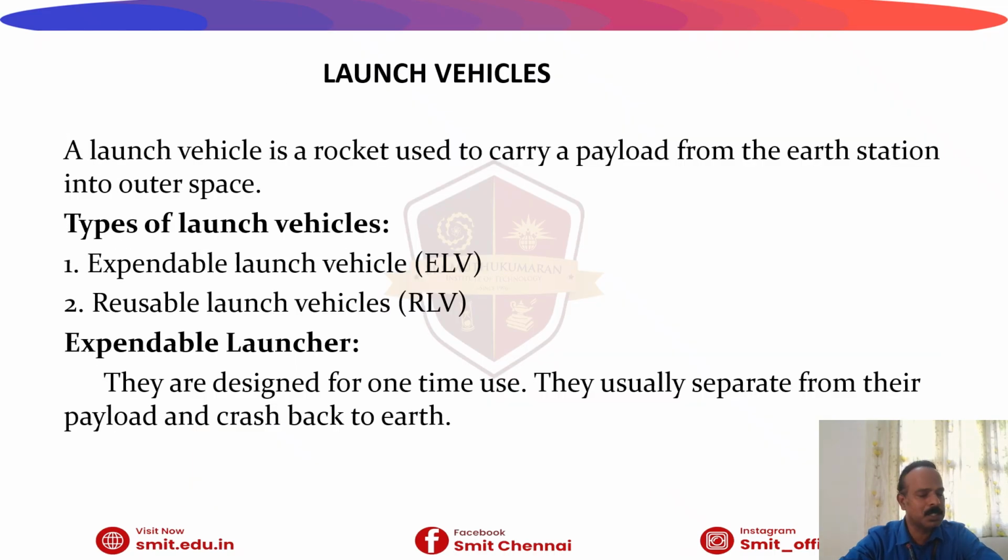Then coming on to the launch vehicles, the launch vehicle is nothing but a rocket that is used to carry the satellite into space. It carries payload from Earth to orbit. The payload includes communication satellites, weather satellites, and research satellites. There are two prominent types of launch vehicles available. One is called ELV, that is the expendable launch vehicle. The other one is called the reusable launch vehicle. The expendable launch vehicles are used only once, whereas the reusable launch vehicle can be used multiple times. The launch vehicles play a crucial role in satellite deployment.